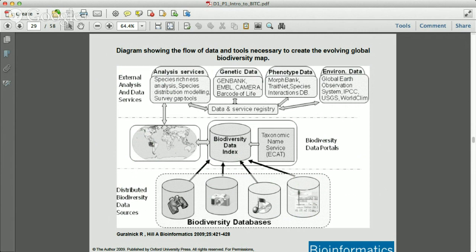This is another view of the same question, and what I'd like you to notice in this external analysis and data services level, you see many of those same data sets, genetic data, phenotype data, environment data, but notice that those different data sets don't interact readily.